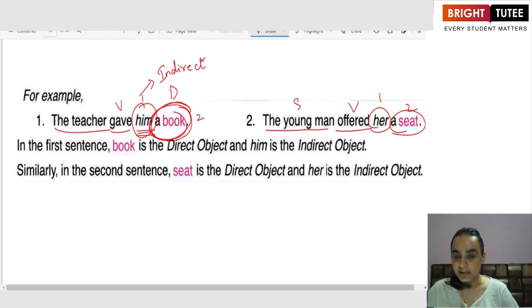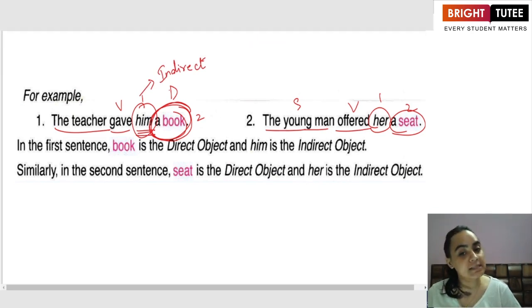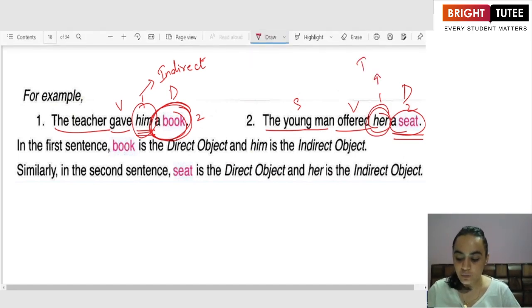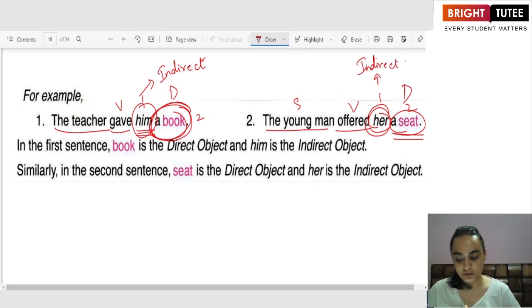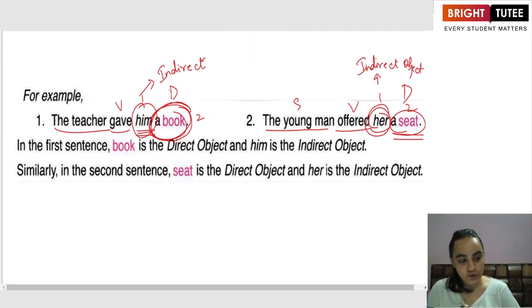Similarly, if we look at the second sentence, the young man offered her a seat. Now, what is the name which is given to the object that we are talking about here? A seat. So, since this is the name of something, therefore it is a direct object. And who received the seat? Who is the receiver, or who's the one to whom something is done? Her. So, this is an indirect object. So the name which is given to something in the sentence is the direct object, and the person for whom something is done or who gets something in the sentence is the indirect object.